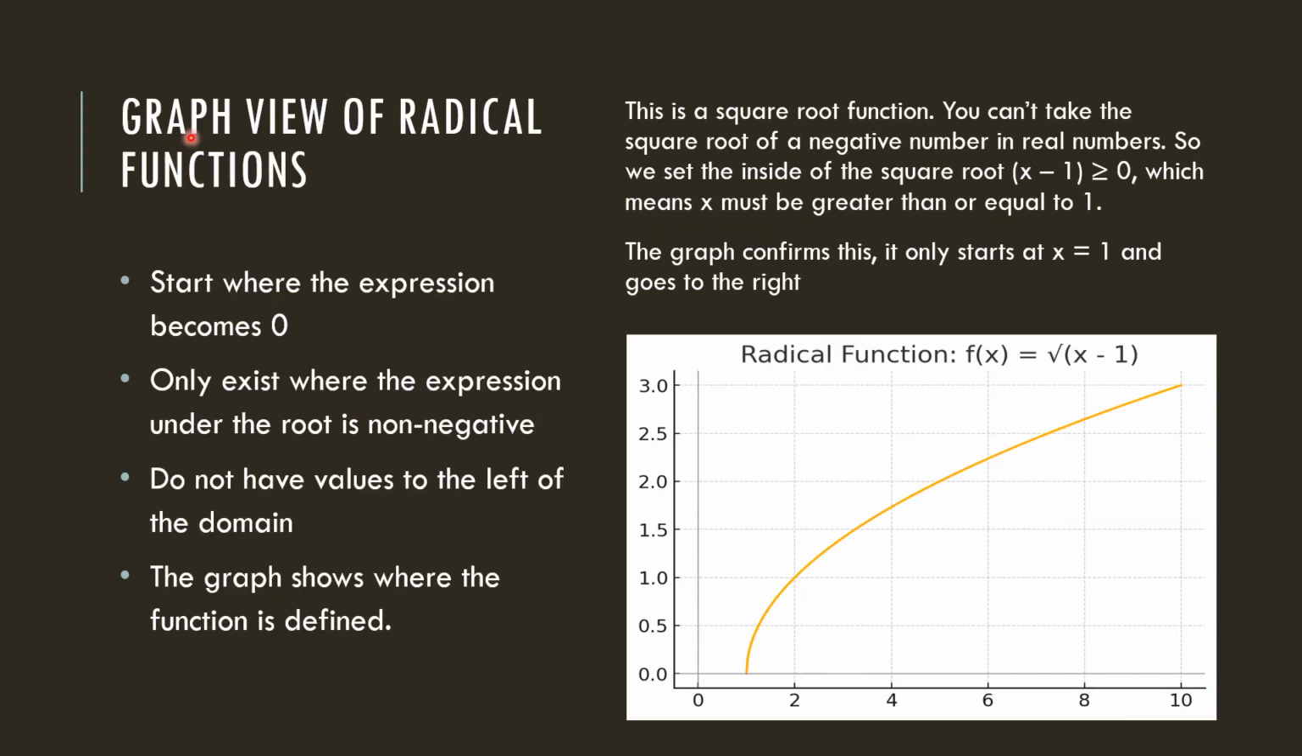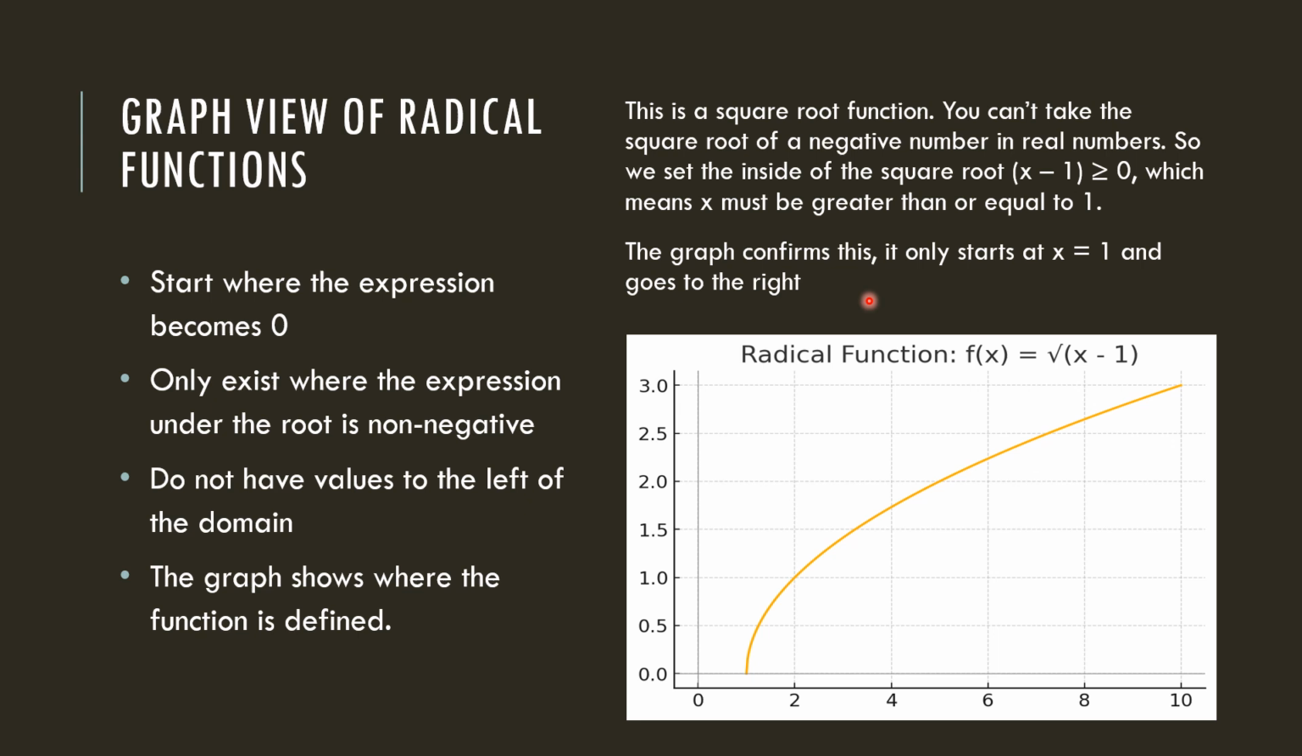Let's look at the graph view of radical function. So this is a square root function. Look at this, a square root of x minus 1. You can't take the square root of a negative number in real numbers. So we set the inside of the square root, x minus 1, greater than or equal to 0, which means x must be greater than or equal to 1.